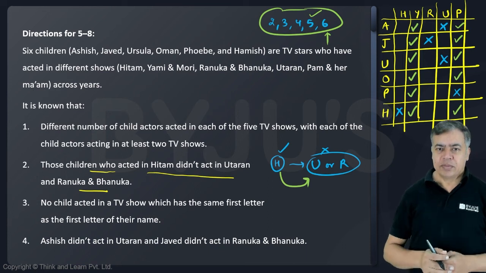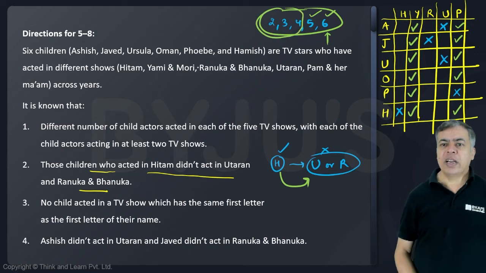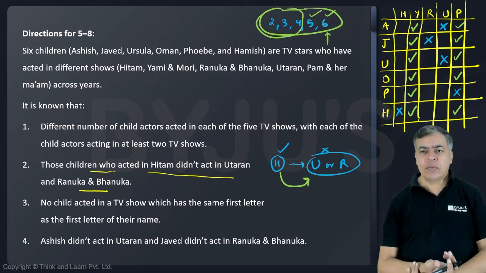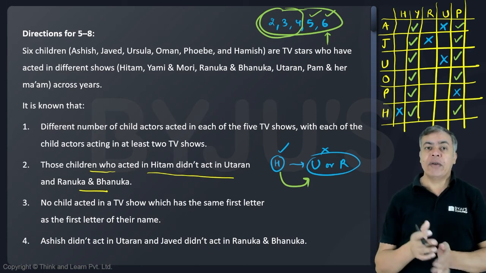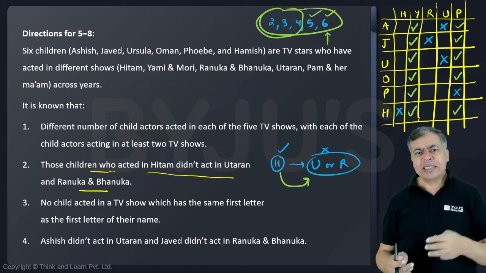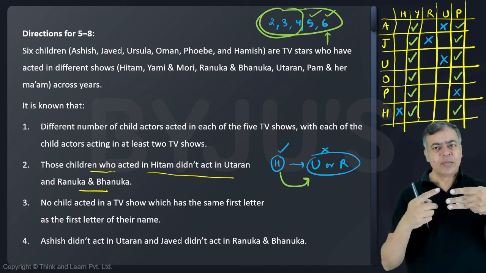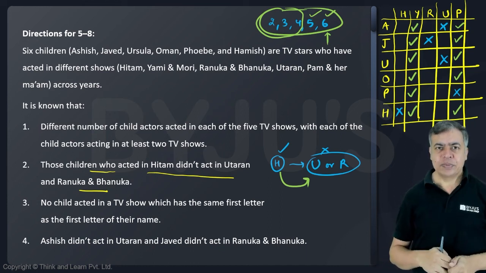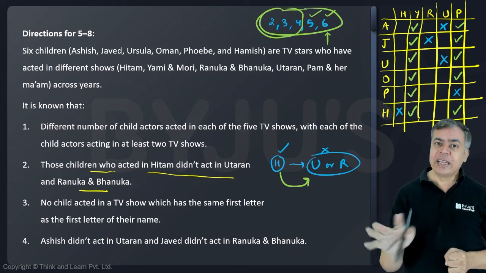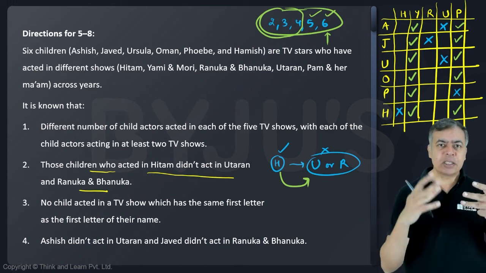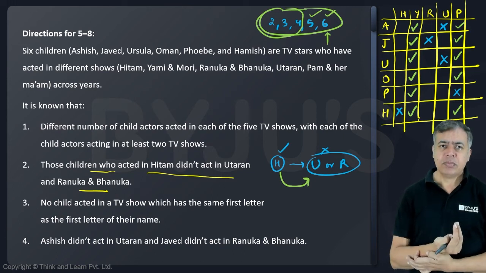Now the remaining: 6 gone, 5 gone, now 2, 3 or 4, right? Let's think about who will be having 3 and who will be having 4. Let's say I take H as 3, H as 3 actors acting in H. Then that means R and U's 3 possibility will be gone. Minimum 3 possibility will be gone because wherever H is there, R and U cannot be there.